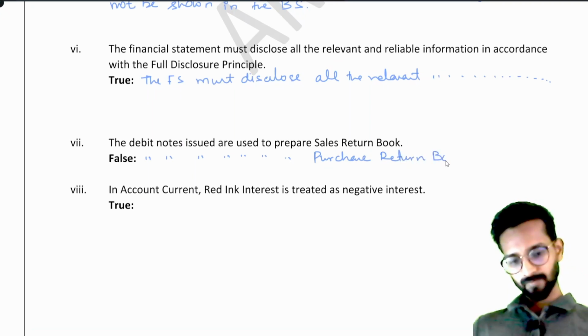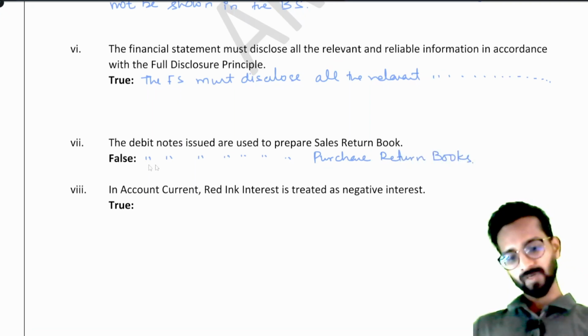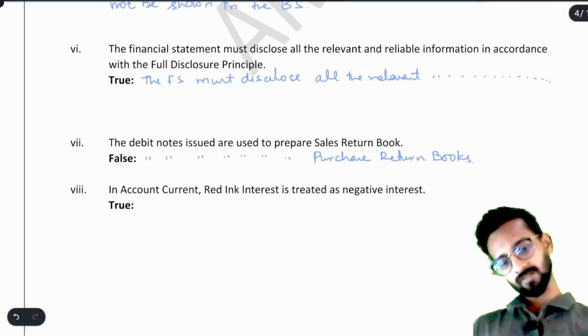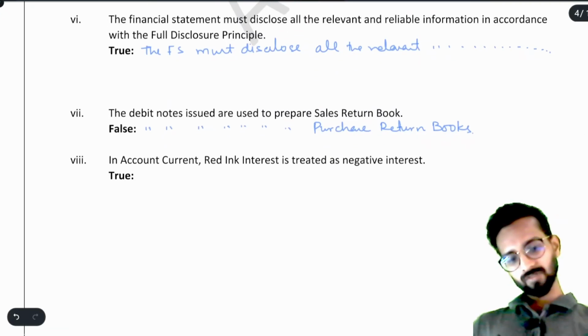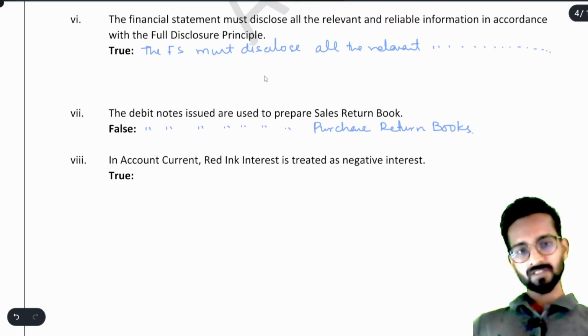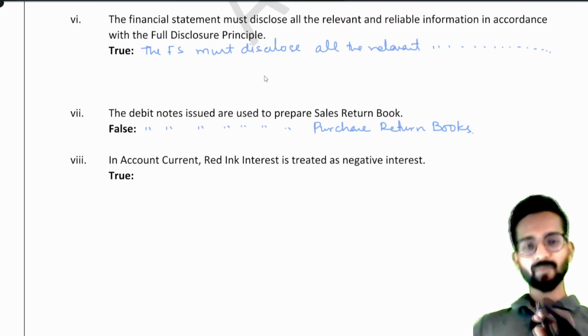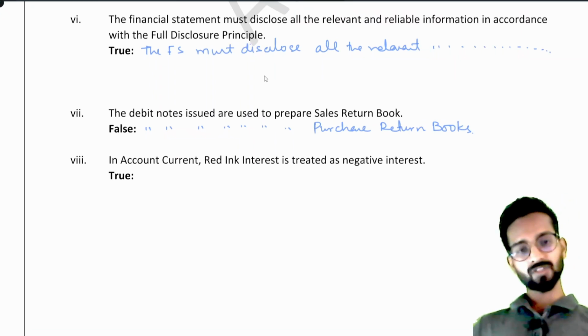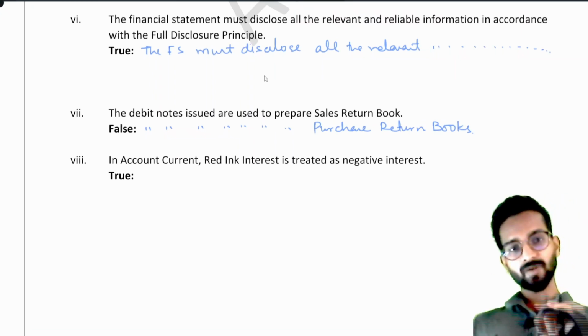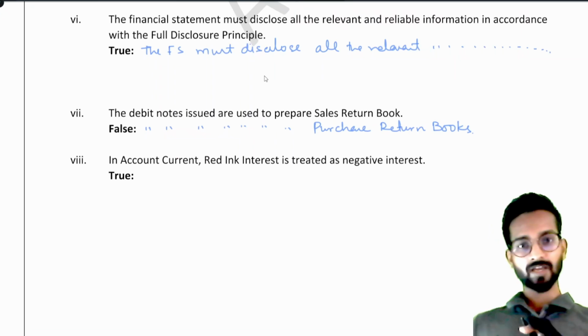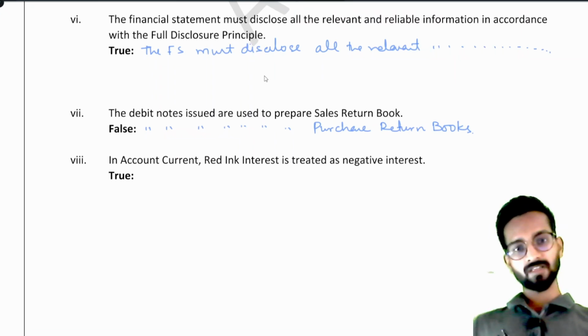Okay, purchase return books. Debit notes are for purchase return. See, it is very simple. If you just forget, no, purchases are debited. So when you are preparing debit note, it is for purchase return only. I remember it like this only. Okay, it is very easy just to remember for the exam. But behind it, obviously, there is a theory. I have already explained it in the series number 2 when I discussed journal and ledger. Okay, you can go and check.